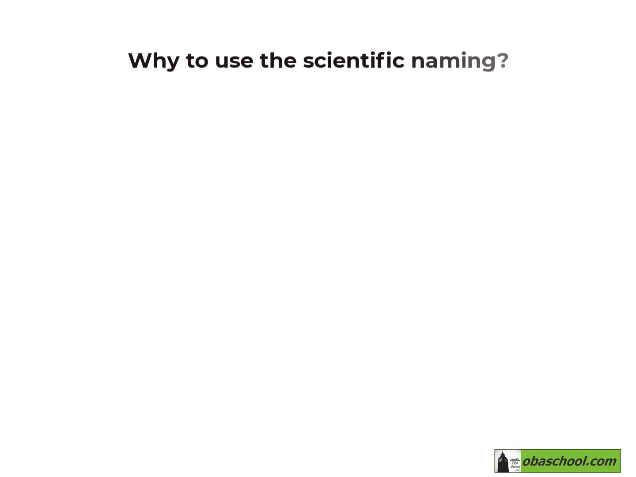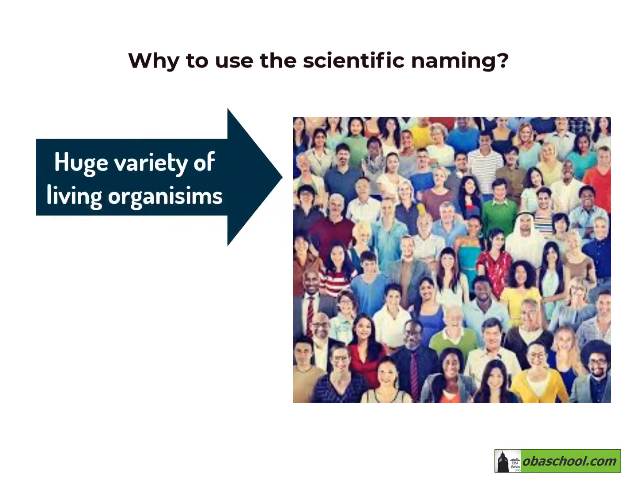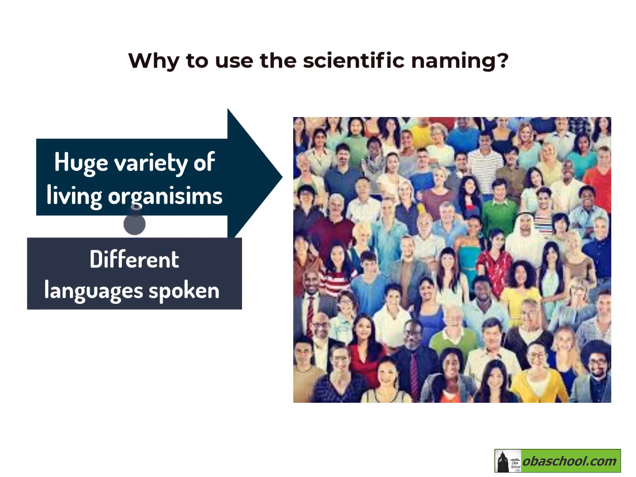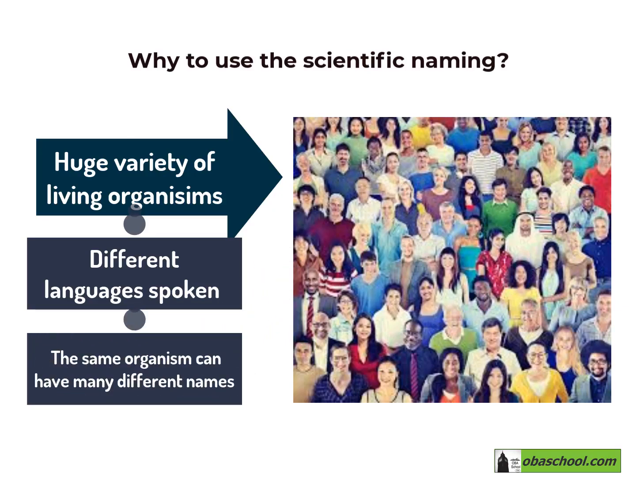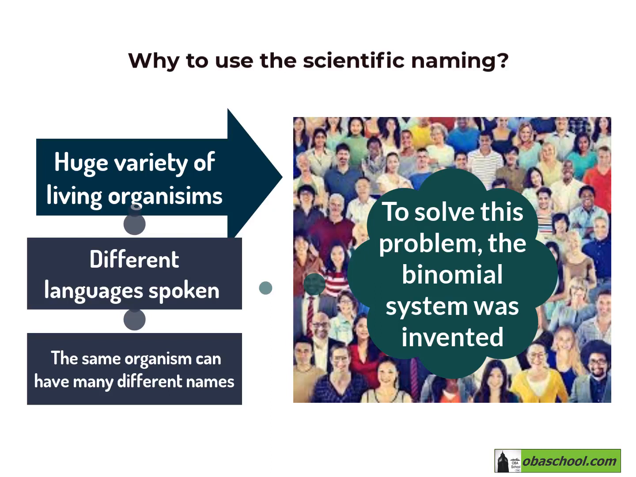Now the question is, why did scientists use scientific naming of living organisms? Well, this is because there is a huge variety of living organisms, and the number of different languages spoken means that the same organism can have many different names around the world. And this makes it impossible for one biologist to know what organism another is talking about. So, in order to solve this problem, the binomial system that was put forward by Carl Linnaeus was invented.